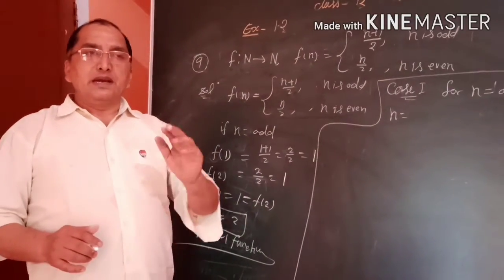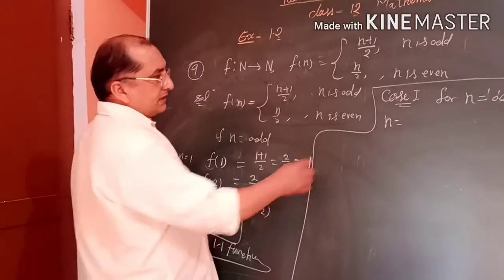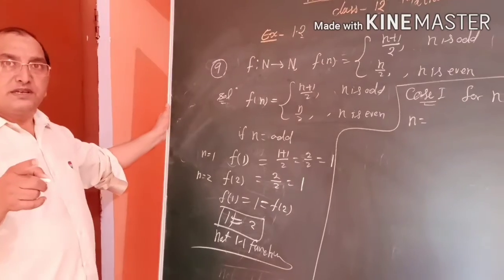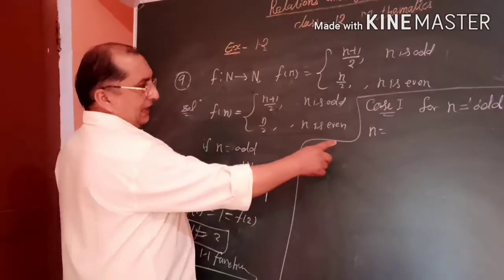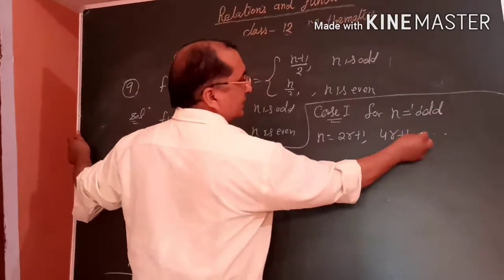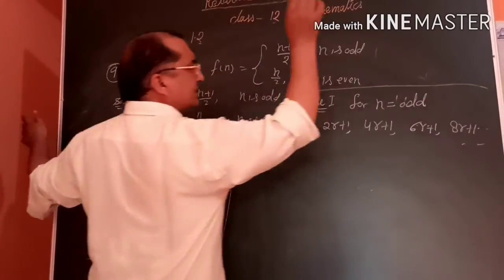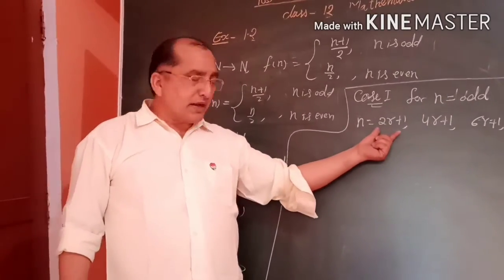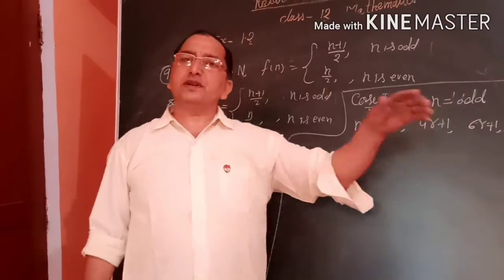Suppose 2 is an even number, and just after 2 will come an odd number, or before 2 will come an odd number also. And if any number is multiplied by any even number, the result will always be an even number. So n equal to 2r plus 1, 4r plus 1, 6r plus 1, 8r plus 1, and all the rest will be odd numbers, because n is odd. So we can write here n may be 2r plus 1, 4r plus 1, 6r plus 1, 8r plus 1, 10r plus 1, every number.